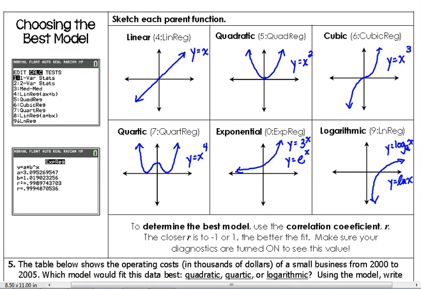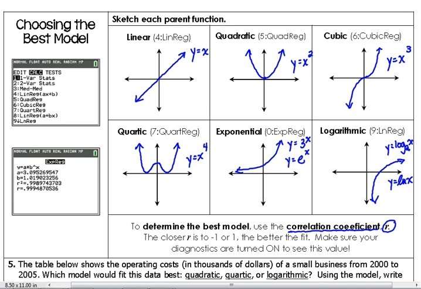So, to figure out which model is best, we can look at the scatter plots, but there's a tool in your calculator that will tell us even more exactly, and we don't have to worry about looking at the scatter plot, fixing our window, and then deciding which shape looks best. In the box there, it says to determine the best model, we use what we call the correlation coefficient, and that is this variable r. The closer r is to -1 or +1, the better the fit. Okay, so the closer to -1 or +1, the better the fit. Closer to 0, that means it's not a very good model.